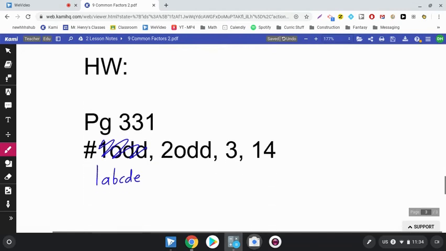So here's your homework, page 331. 1, A, B, C, D, E. 2, just the odd ones. Question 3, I want you to do all of them. And 14. So there you have it. And let's get started on the homework.